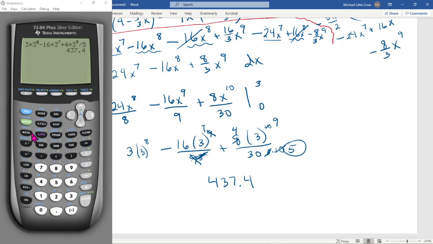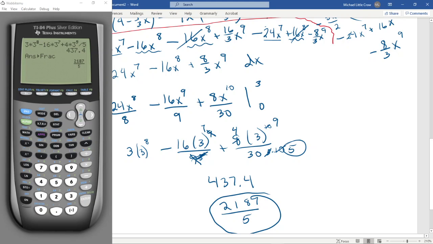So what we do is we hit the math key, and there's a fraction. Let's turn it into a fraction. So it takes the answer and turns it into a fraction: 21,87 fifths. So that is chapter 16, number 70. Thanks.